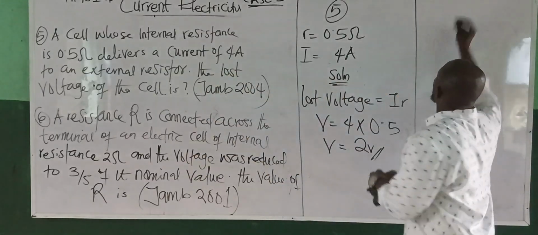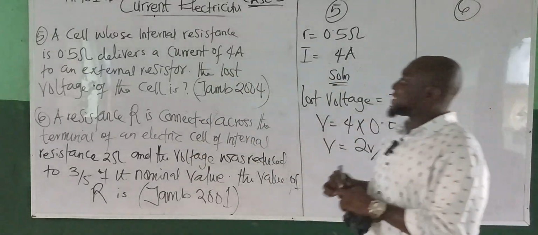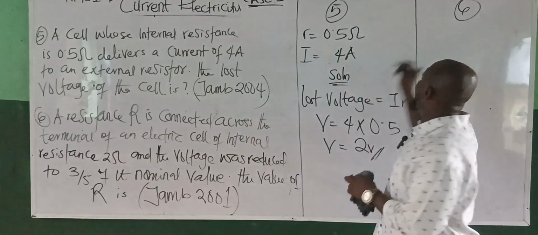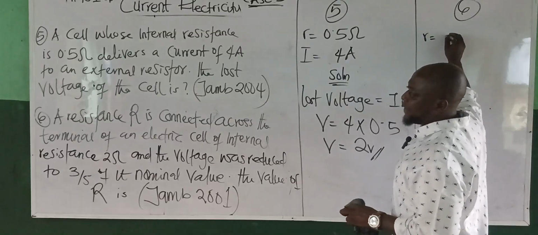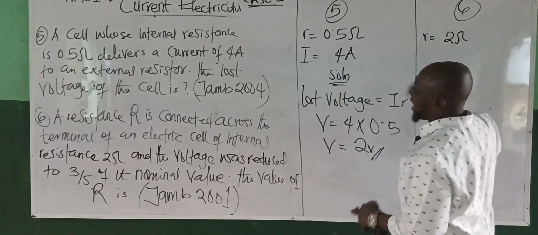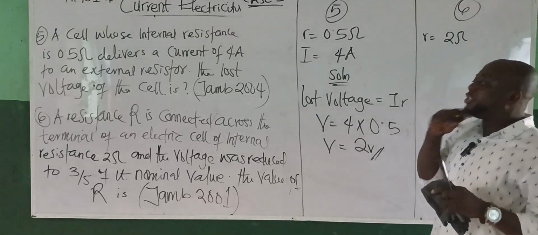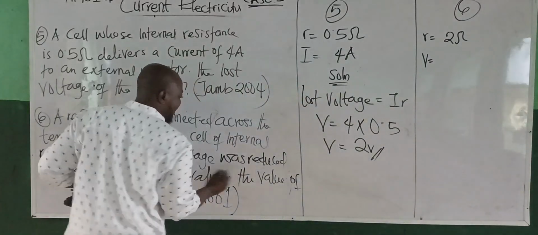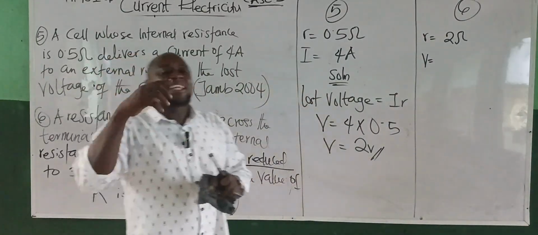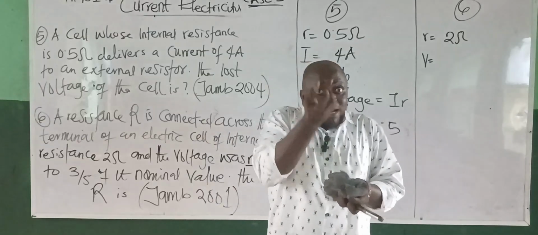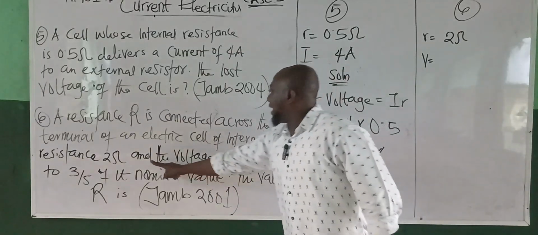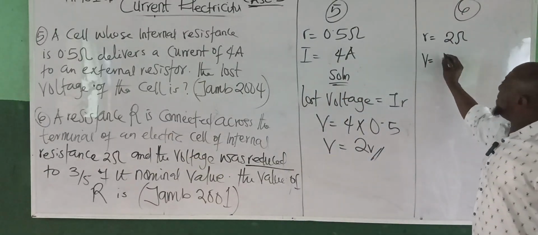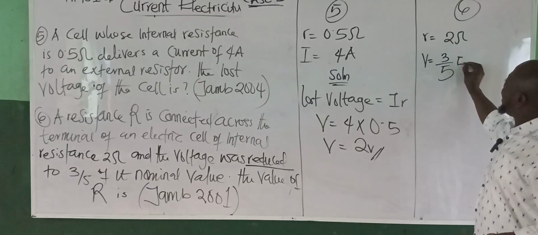Number 6 here, we are told that the resistance R is connected across the terminals of an electric cell of internal resistance, as mentioned, this. They said the voltage was reduced to 3/5. The moment you hear this word reduce, it means that the voltage has been reduced. So since I'm putting V here, it's 3/5 E.